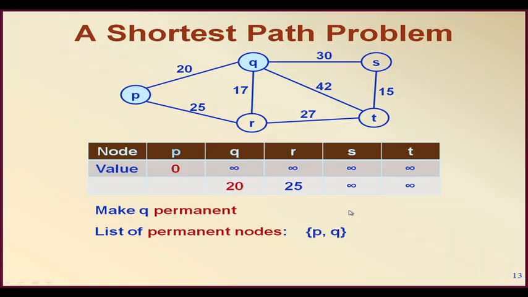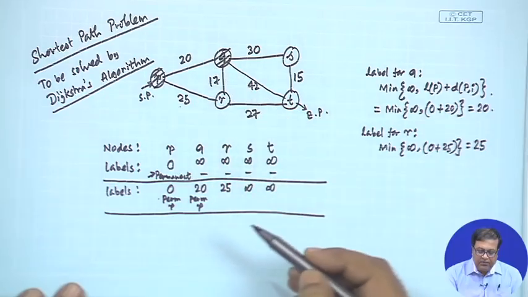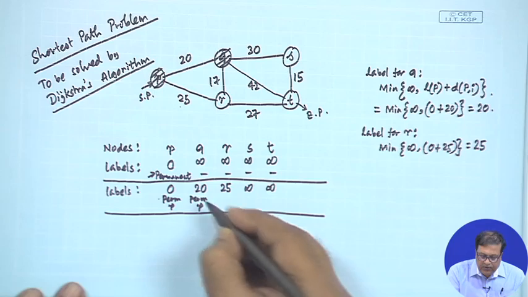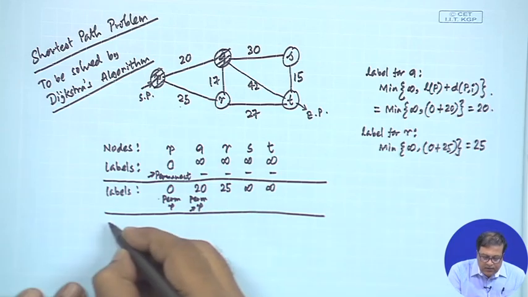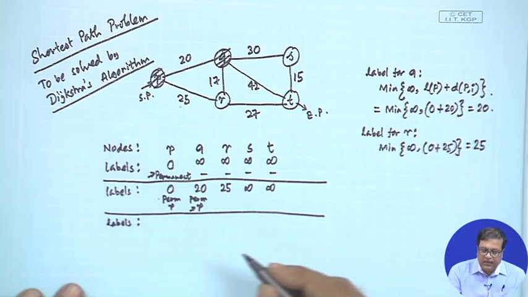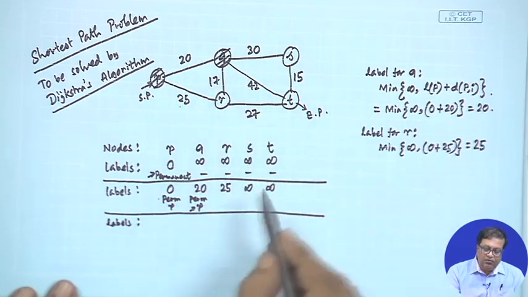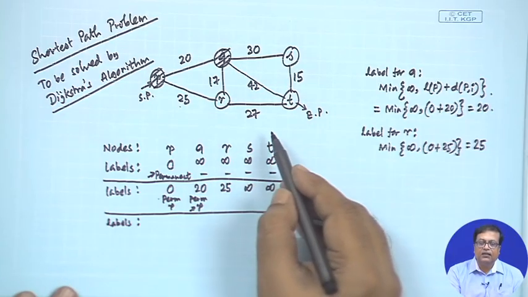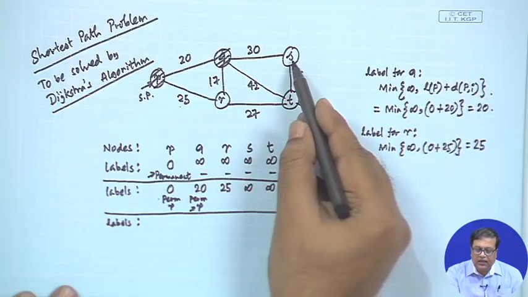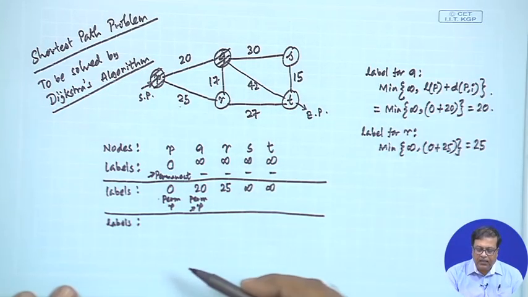After we have found P and Q as permanent, once again Q is the last permanent node. So, we are here. Let us recompute those labels once again. What should be our next labels? From Q, you see the distance is there for R and S, no distance is there for T, is it all right?